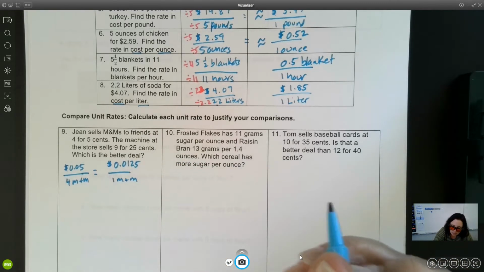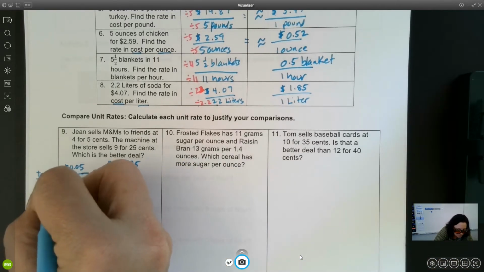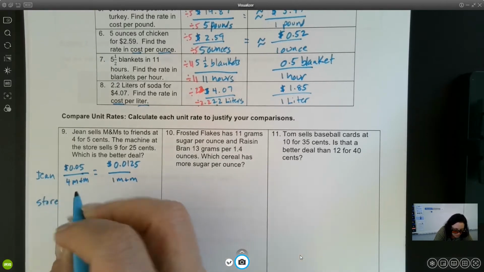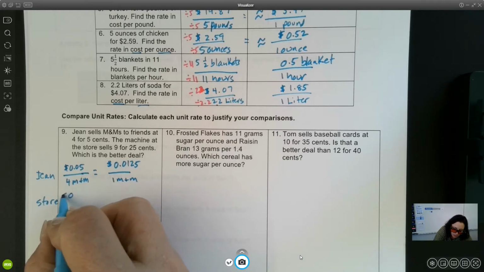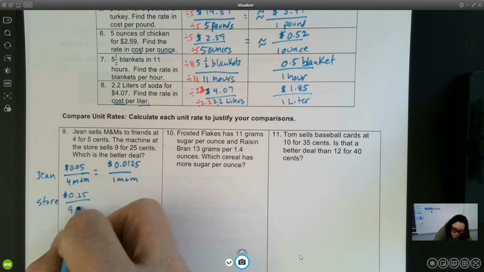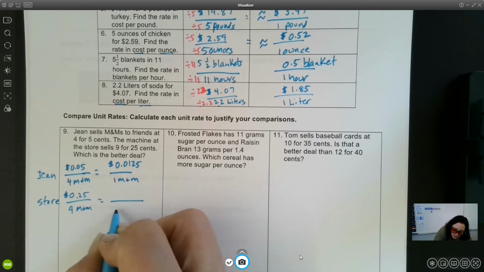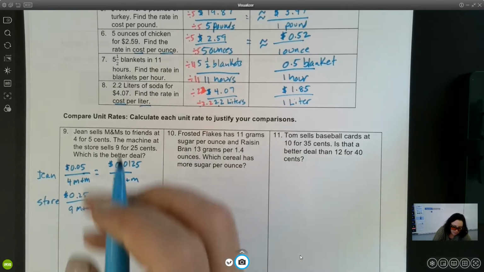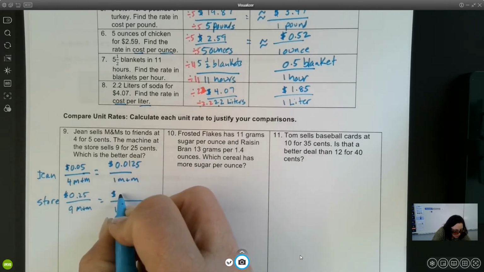This is Jean. Now the store is going to be 25 cents for 9 of them. So I want 1 M&M. If I divide by 9 here, I get this other ugly money number.